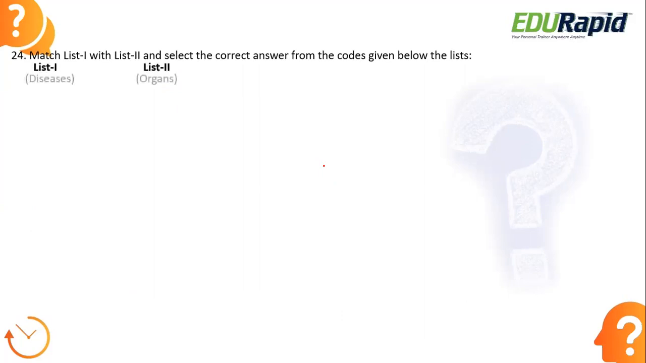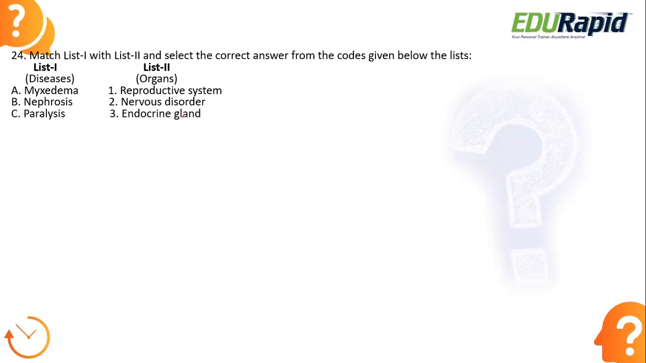Under list 1, we have diseases, and under list 2, we have different organs, the affected organs. Under list 1, we have myxedema. Under list 2, we have reproductive system. Nephrosis, nervous disorder. Paralysis, endocrine gland. And syphilis, excretory system. So option A, 3412, option B, 3421, option C, 1243, option D, 2134.